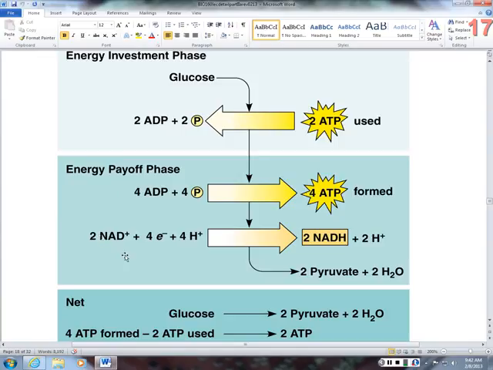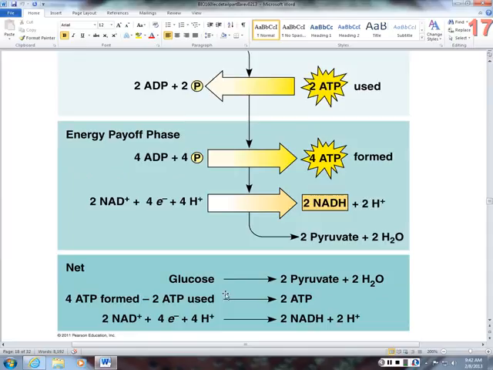And you're going to have some of that redox reaction going on, where you take NAD+, you throw in some electrons and hydrogen ions to make 2 NADH and 2 hydrogens there. And what you end up with at the end is 2 pyruvates and 2 waters. So your net out of the deal from the glucose is you get 2 pyruvates and 2 waters. You get a net of 2 ATP and a net of 2 NADH in there.